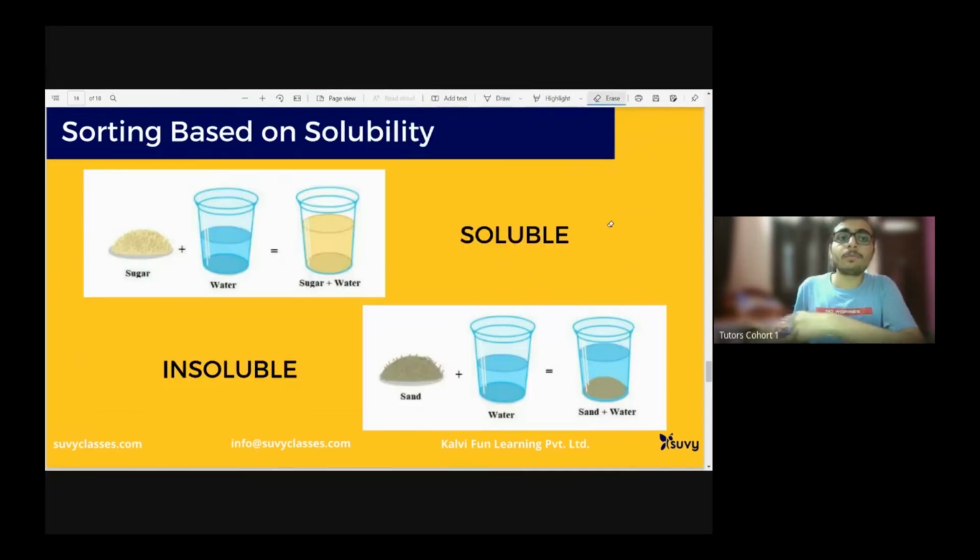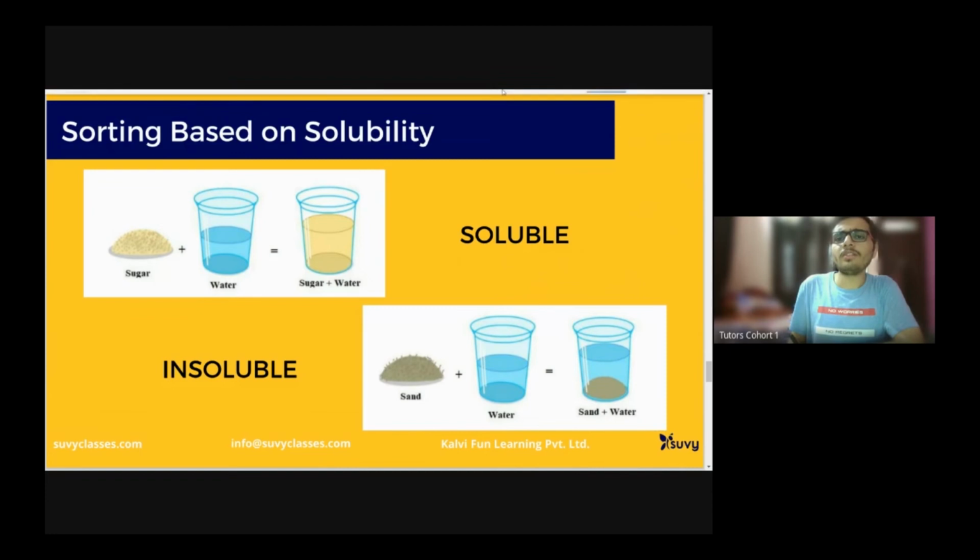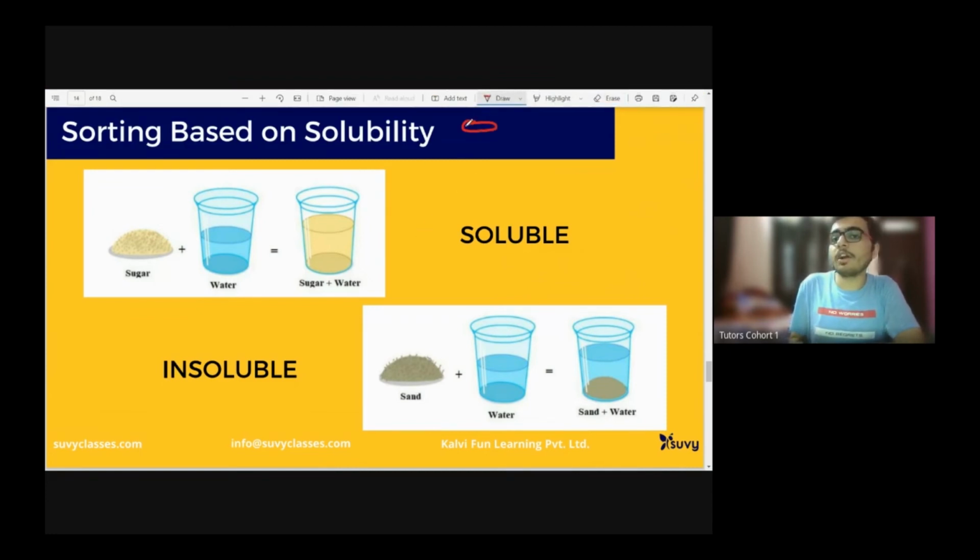Now, based upon solubility. What is solubility? The ability of something to dissolve. For example, if I take a glass of water and add glucose to it, you might have had Glucon-D. If I add glucose, it dissolves, making glucose water, right? Whereas if I add sand to water, it does not dissolve.